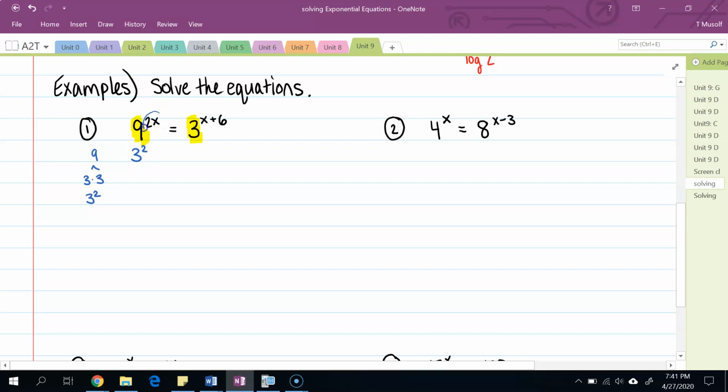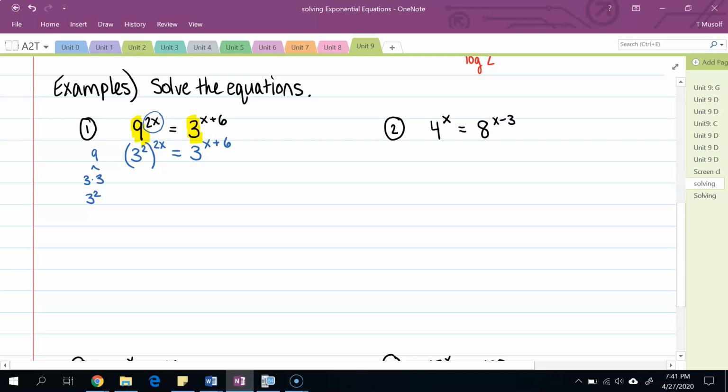But I can't forget about this exponent. That 2x still needs to go there. So I'm going to put the 3 squared in parentheses and then put my exponent down, which is 2x. All right, the right side already had my base 3, so I don't have to worry about doing anything there.